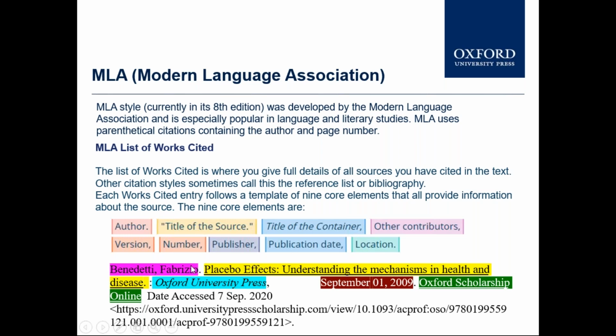So here it gives you the name of the author. This is the first one. This title is the name of the chapter or the book. The title of the container is Oxford University Press. This is the version. It was published in September 2009. This is the publisher. It's the platform.